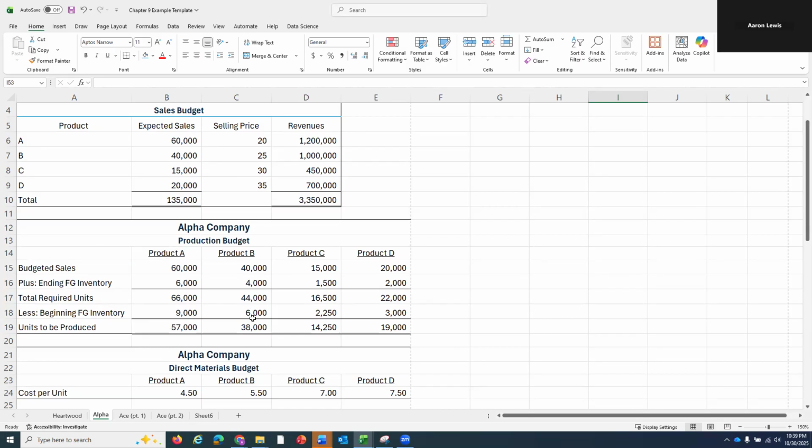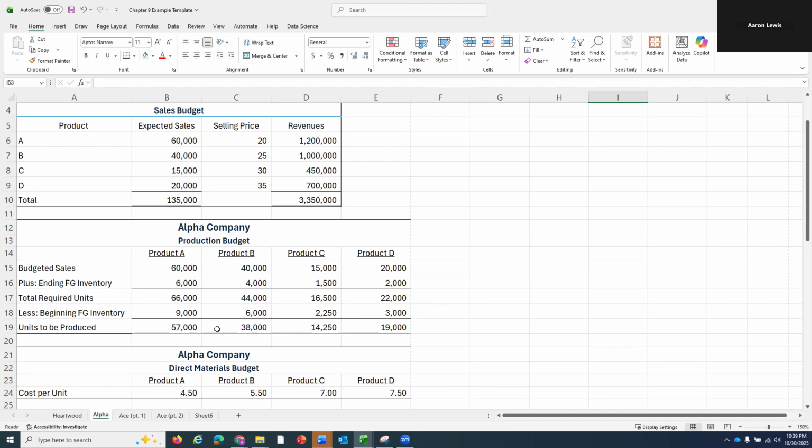And that same math occurs over here for products B, C, and D. We're always taking budgeted sales plus ending FG inventory, which gives you your total amount required, minus your beginning FG inventory, which gives you the amount you actually have to produce during the period. For product B, we're going to have to make 38,000. Product C, we're going to have to make 14,250. And product D, we're going to have to make 19,000. So that's our production volume over here.